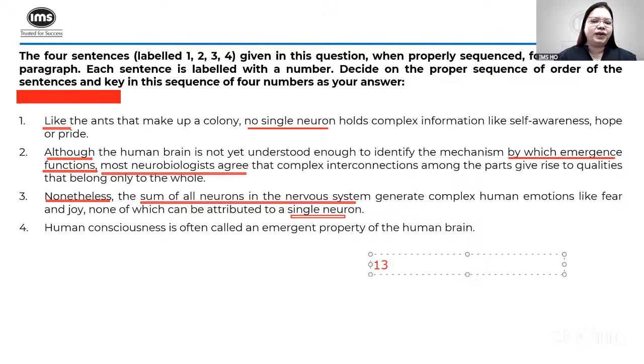Yes. Why is 1, 3 a pair? One is talking about one single neuron. A neuron doesn't contain the complex emotion. 3 is saying that all neurons put together, they create this complex thinking in the brain, complex emotions, etc. in the brain.